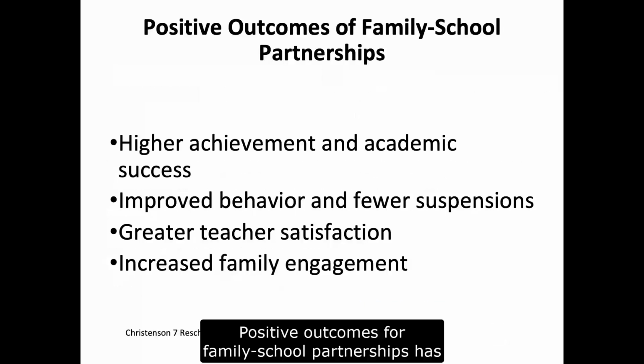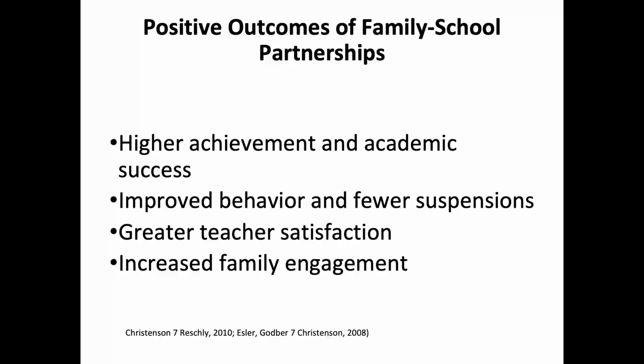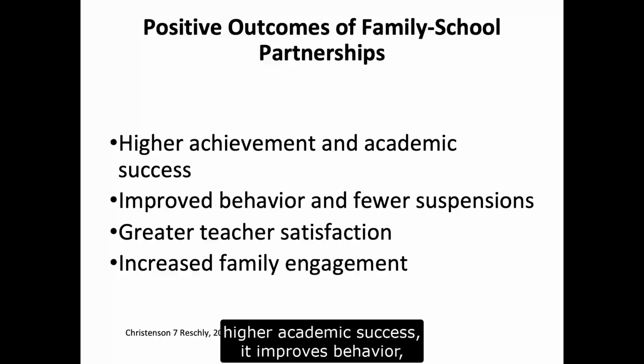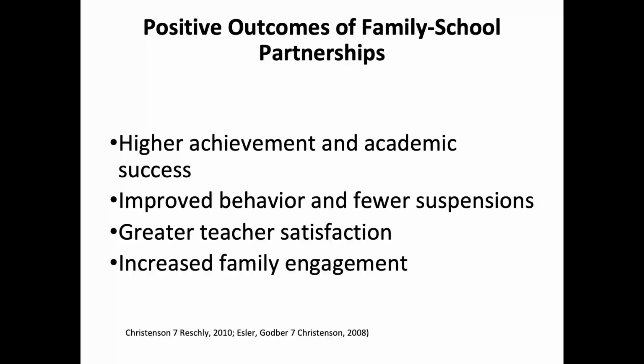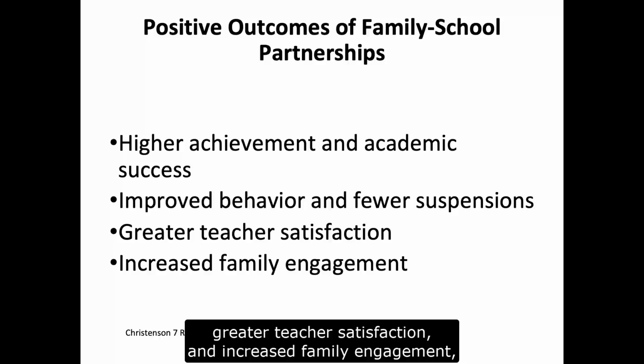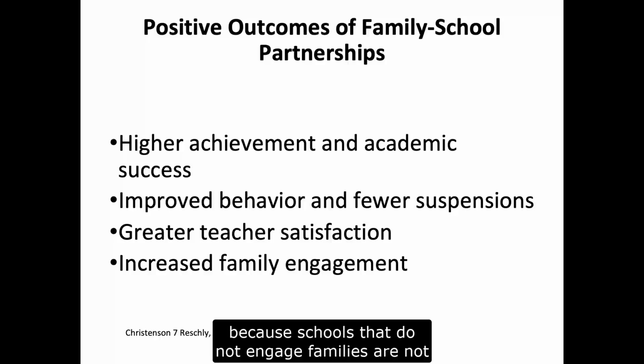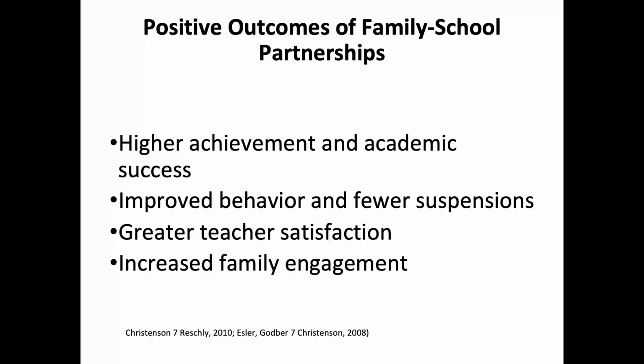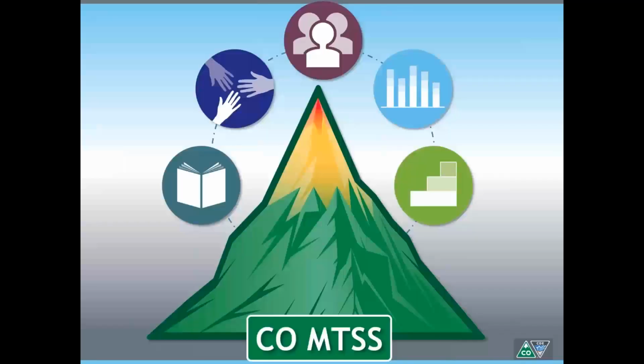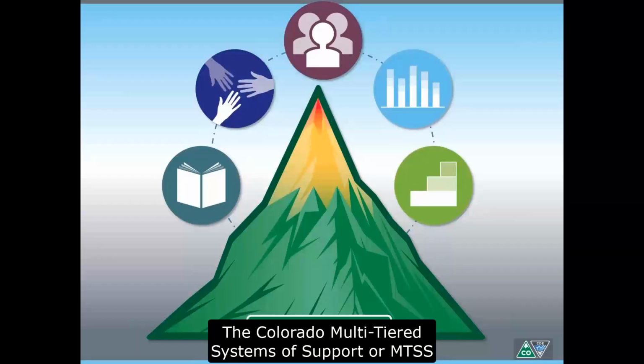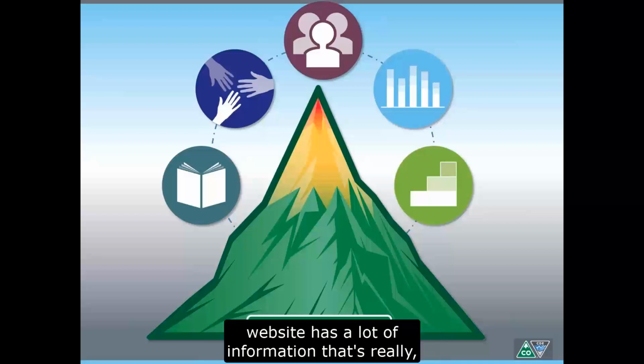Positive outcomes of family-school partnerships have proven that there's higher academic achievement and higher academic success. It improves behavior, increases teacher satisfaction, and increases family engagement, because schools that do not engage families are not successful schools. So the Colorado Multi-Tier Systems of Support, or MTSS, website has a lot of information that's really, really useful for families.